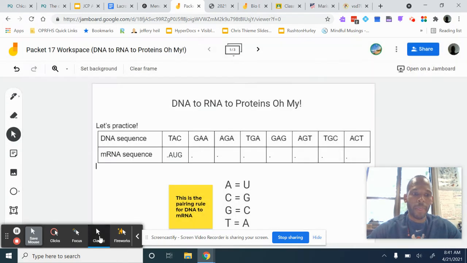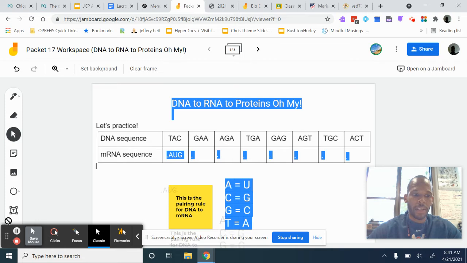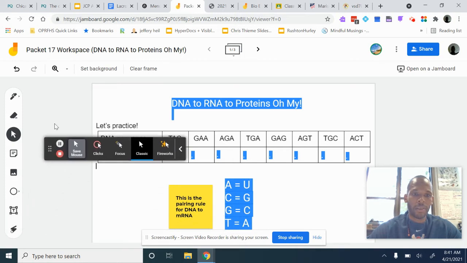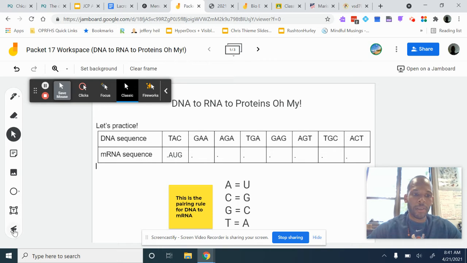All right, so the first thing we're going to look at is the pairing rule. We know that A goes with U, C goes with G, G goes with C, and T goes with A. So I've done the first one for you. The first letter we had was T. So T goes with A goes with U, C goes with G. The next three we got to do are G, A, A. Okay, so G goes with C.